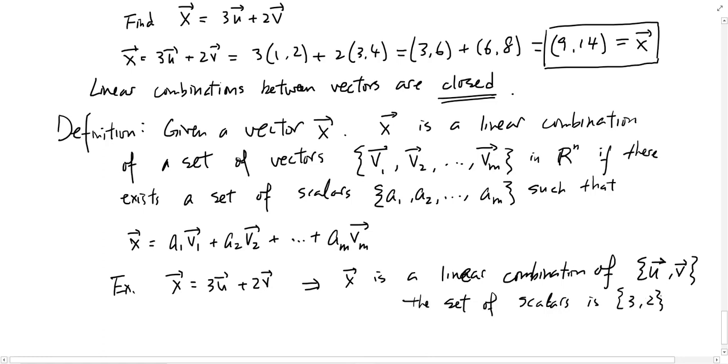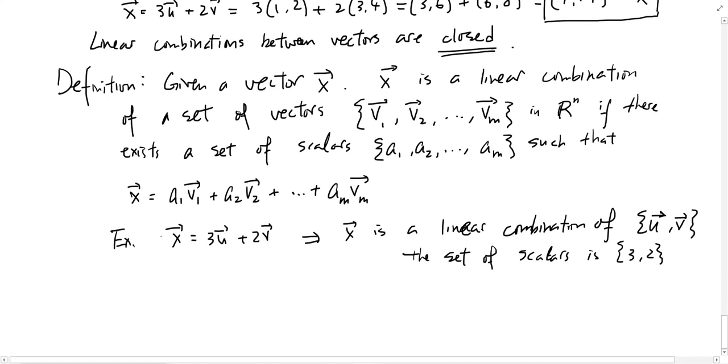That means I have to use 3u and 2v together to form x. I'll give you another example to illustrate. Let's say we have the same u and v. Let's say u is (1, 2), and v is (3, 4), I think. I'm going to ask you to find vector y, which is equal to 2 vector u minus 5 vector v.